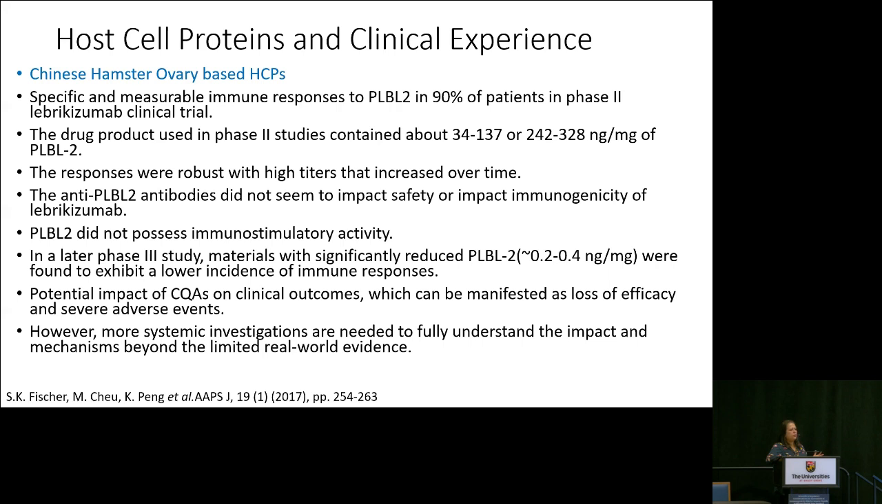They also knew how much PLBL2 the drug products had. They found that the PLBL2 antibodies increased over time, but it did not seem to impact the safety, immunogenicity, or even the exposures. It did not have any immunostimulatory activity. So Genentech's solution was that in their future products, which went into the phase 3 pivotal, they reduced the amount of PLBL2 by doing a lot more purification. But Amgen did not want to do that.